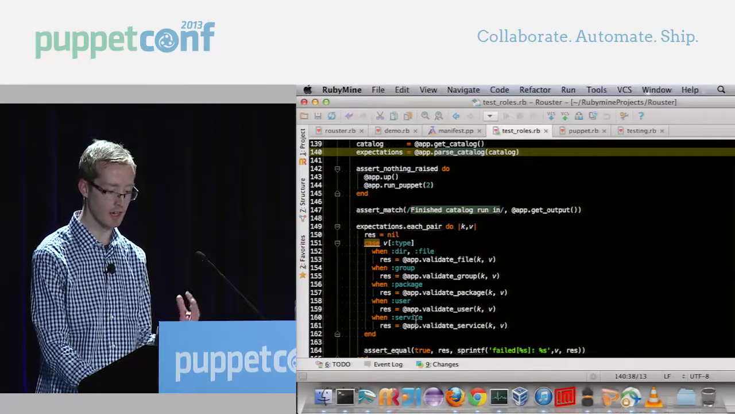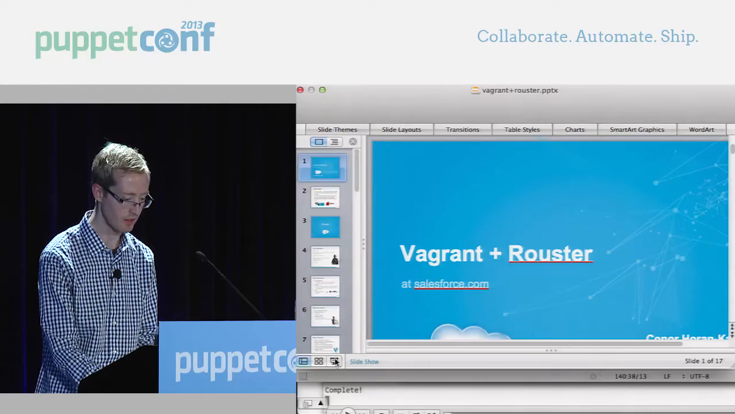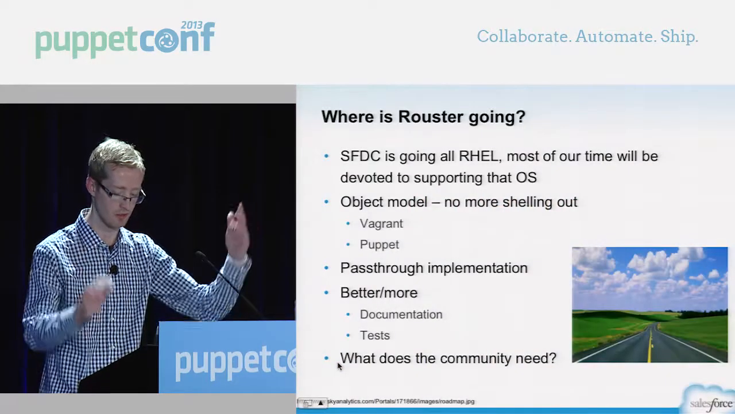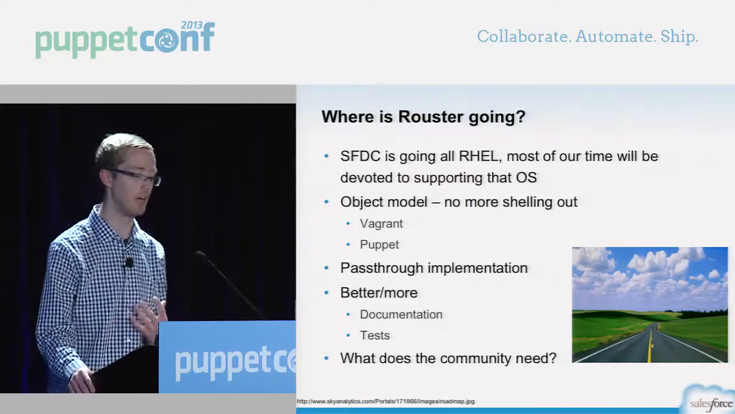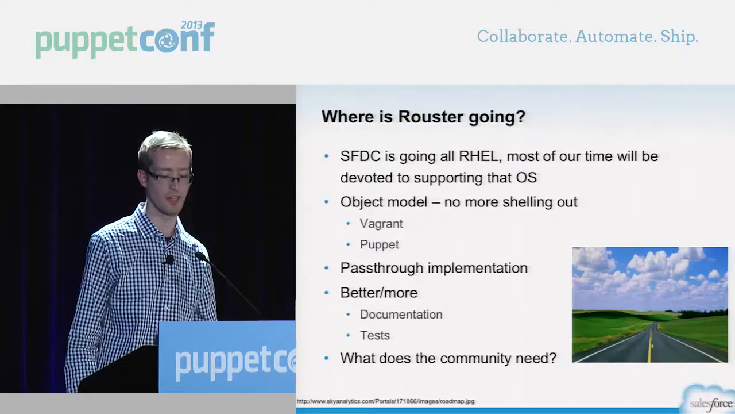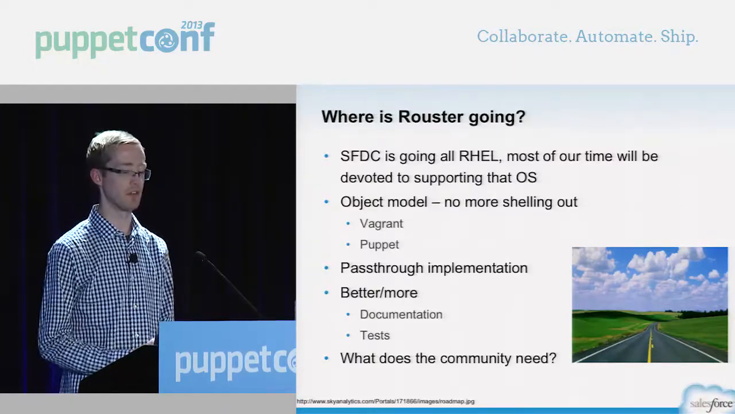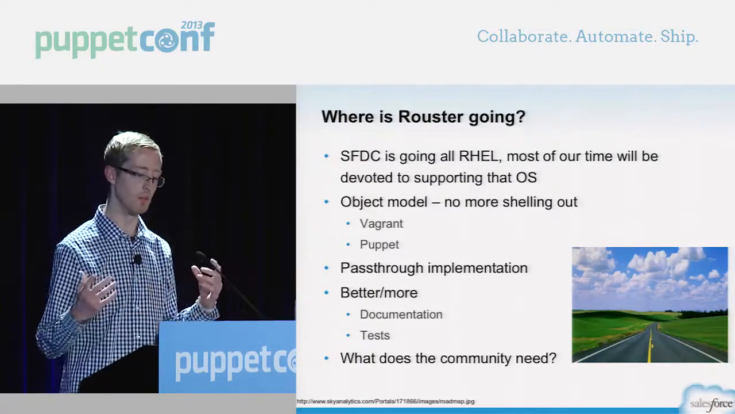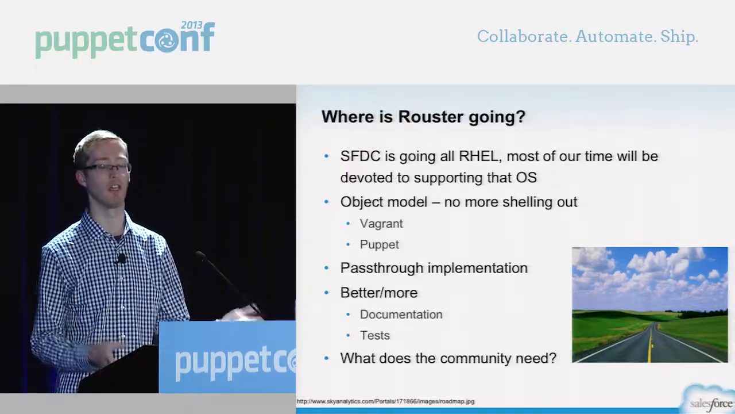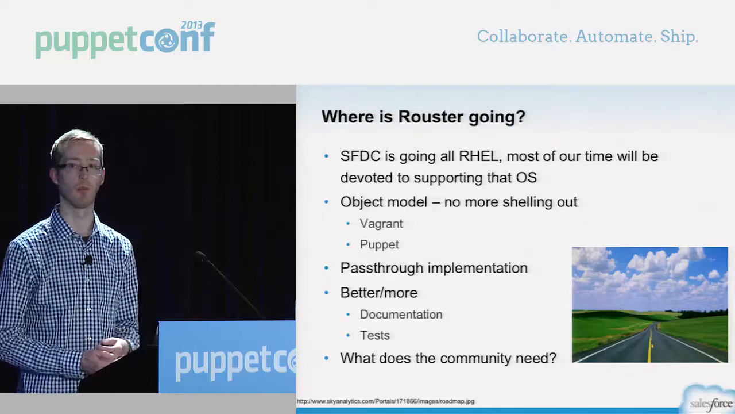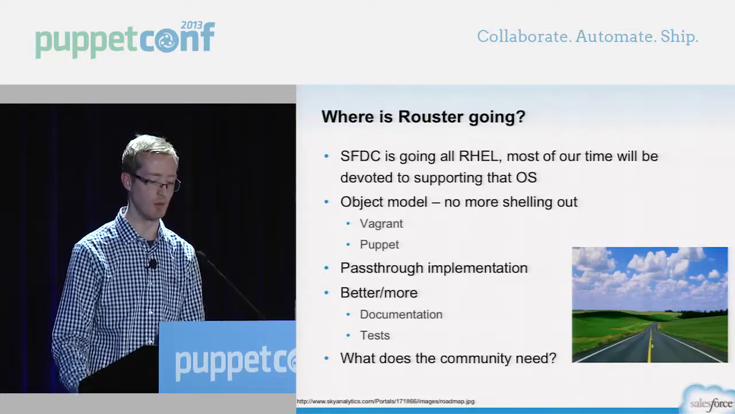OK, so that demo went as well as I could have expected. Now let's see if I can start the slideshow. Awesome. All right, so next thing I want to talk about is where's Rouster going? You've seen where it is, where we're using it. Salesforce.com, we're going all Red Hat Enterprise Linux. So most of the time that myself and my team get to work on this will be in support of that operating system. So yeah, Red Hat.